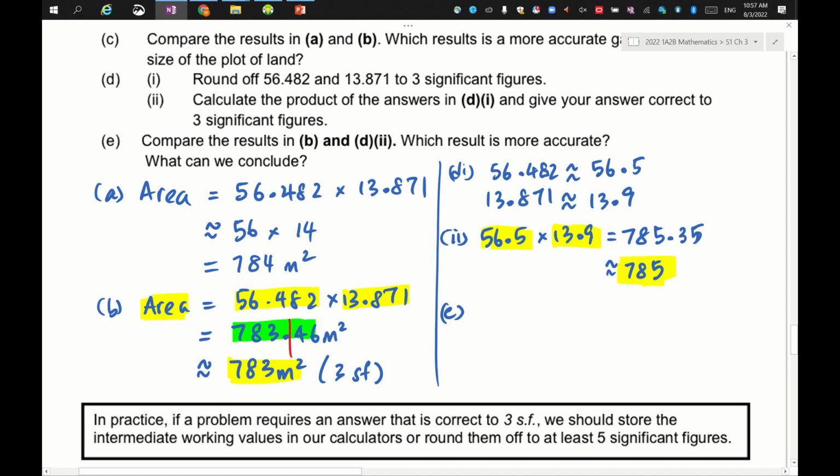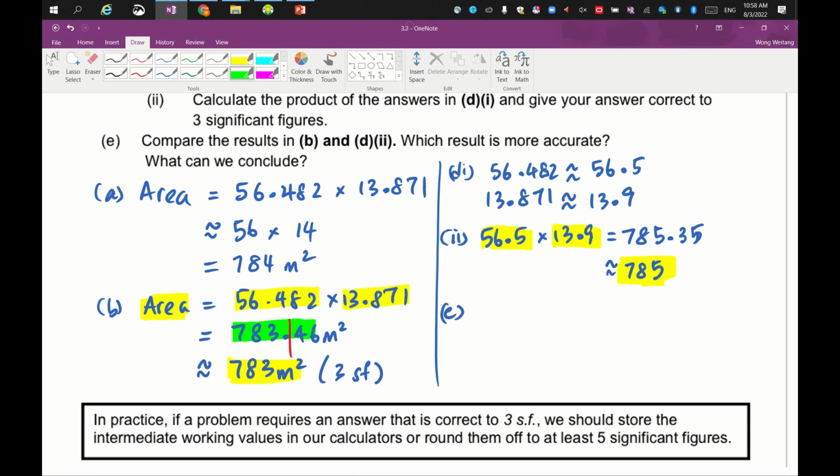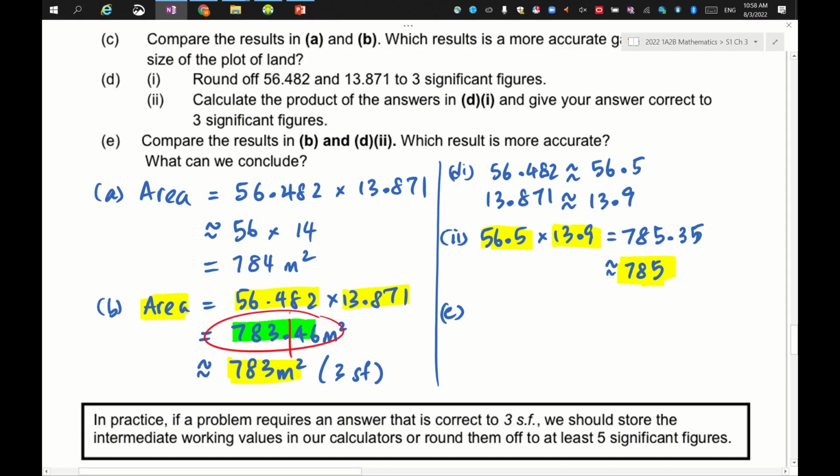783.46 is the exact answer. It is the most accurate answer over here. Subsequently, we rounded off to 3SF, because the question asked me to round off to 3SF. So 783.46, which is correct, rounded off to become 783.